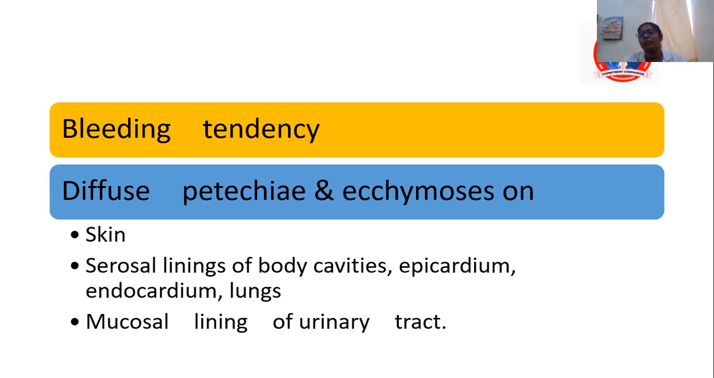And the patient can also have bleeding tendencies. You can see diffuse petechiae and ecchymoses everywhere, starting from the skin and the serous lining of body cavities, epicardium, endocardium, and lung. And there may also be hemorrhages in mucosal lining tissues like the urinary tract, which shows bleeding tendencies, and hematuria is also seen.